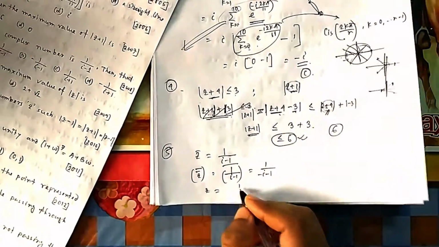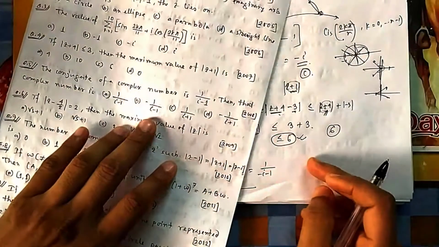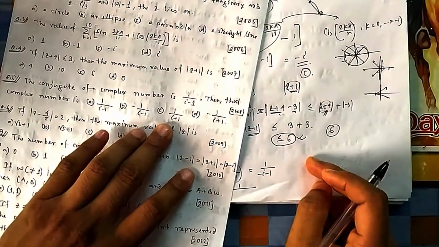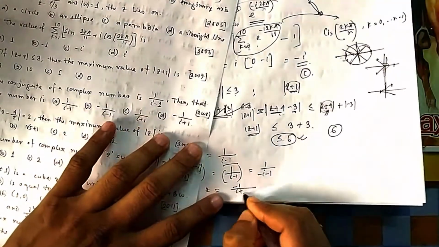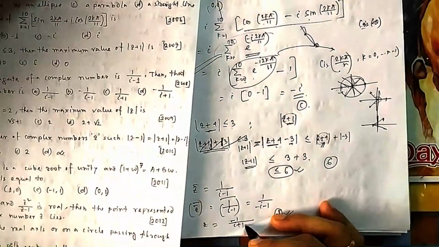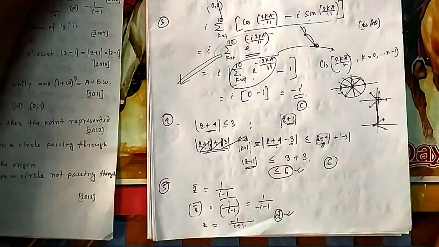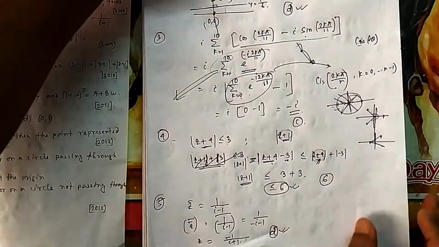Now how to find this one? I think they have written it in this format only. So if you take the minus common, this is i plus 1. That is your option D. Or otherwise, they could have given it in real and imaginary parts separately by multiplying the conjugate of the denominator in both numerator and denominator. But they have given it in this format, so I have written it in this format.